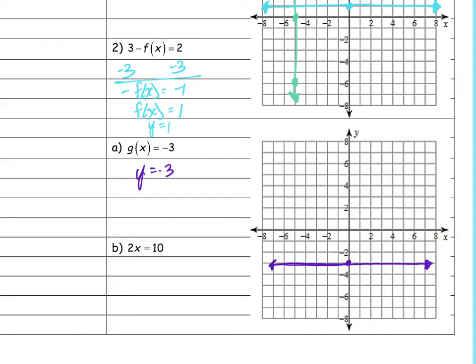Beautiful. And then for the second one, I do have to solve it. So I'm going to divide by 2 and x equals 5. And I think most of the ones I've seen through there that you guys have posted up have been great. So I'm going to go to x equals 5, +5, and it's a vertical line through 5. Nice job.